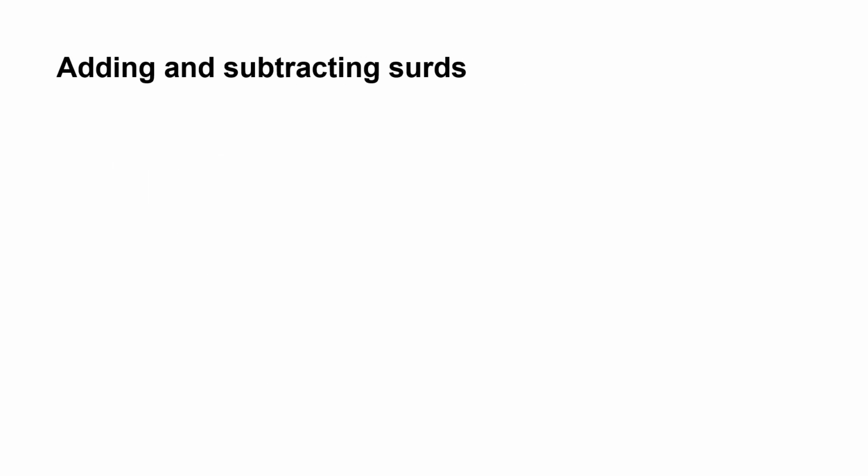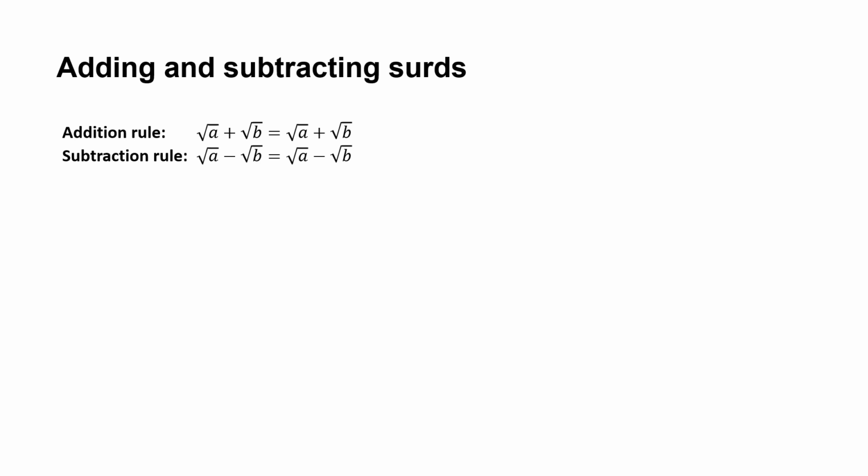So the next bit we're going to look at is adding and subtracting surds. So this is actually quite simple. If we have root a plus root b, we can't simplify any further. We just keep it as is. Likewise, if we have root a minus root b, we can't simplify. This is just root a minus root b.